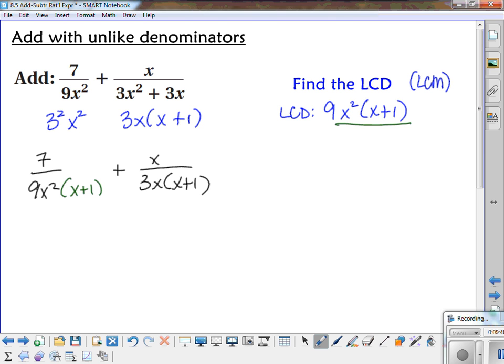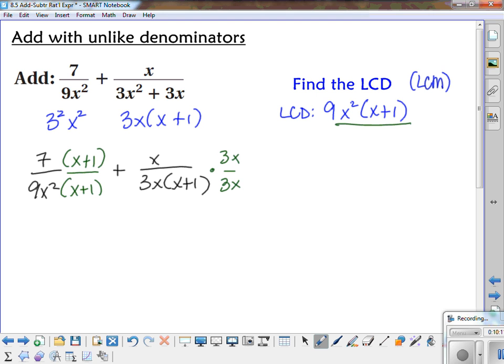Whatever's missing on the bottom, you've got to multiply the top by the same thing because you can't change the value. All right, let's look at the second one. I've got 3x times x plus 1. I don't want 3x, I want 9x squared. So what do I have to multiply it by? By 3x, right? So I'm going to multiply it by 3x over 3x.